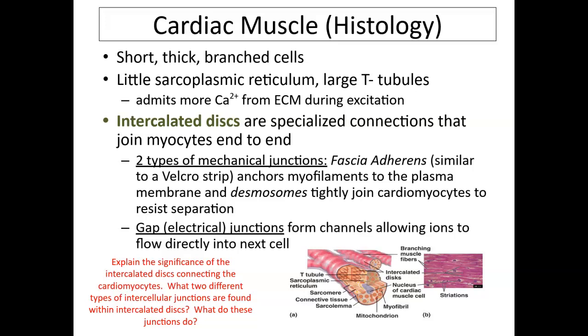The fascia adherens act as a strip on which the myocytes lie, and the attaching mechanism is not unlike that of a piece of Velcro. The second mechanical junction is probably more familiar to you, and that's the desmosome. This type of intercellular junction firmly connects the cells together. If you think about it, there's a lot of force exerted with each pump of the heart. You do not want the cells to rip apart. Last component of the intercalated disc is the gap junction. This junction type allows for cell-to-cell communication through channels that allows ions to pass easily.